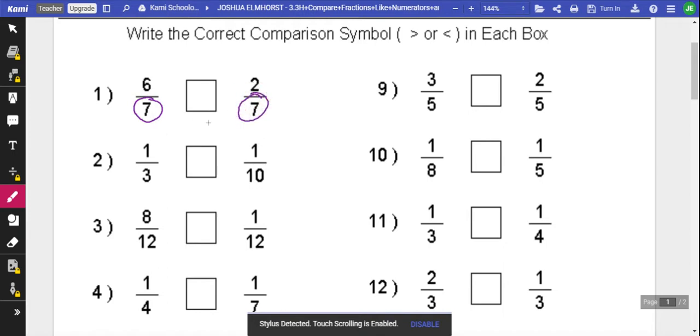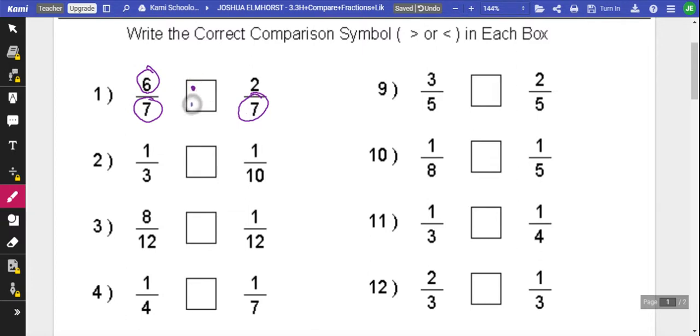So we have like denominators, so that means these are the same size pieces. So 6 out of 7 is going to be more pieces than 2 out of 7. So we're going to put 2 dots there and 1 dot by the other side. Okay, so this is more pieces or more parts.